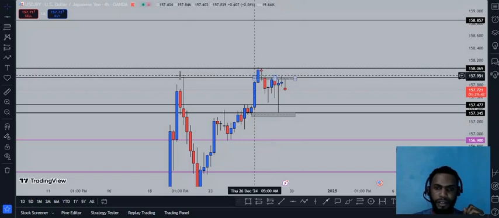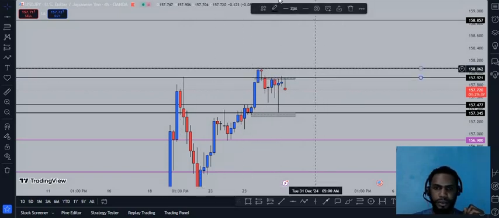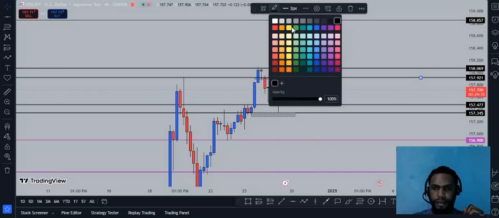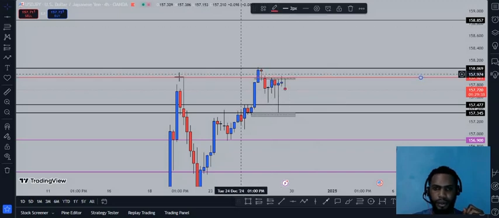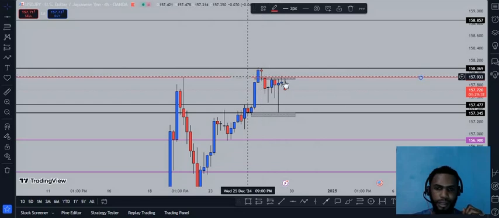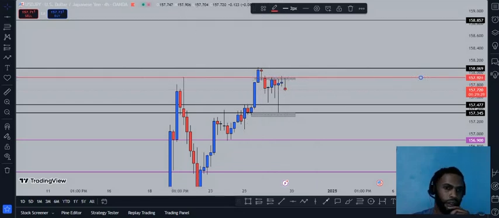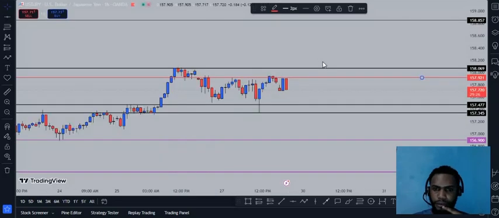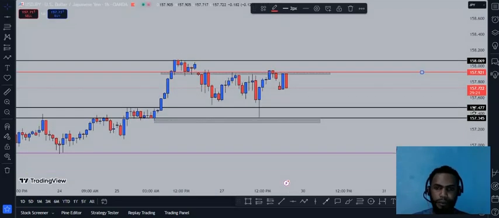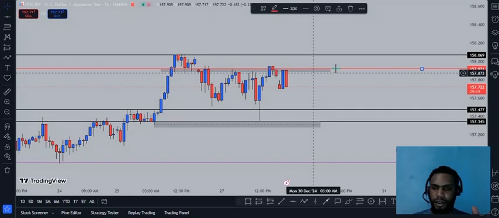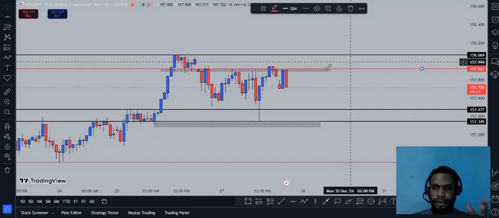So right here, we have a strong resistance level right here. Let me just put a red line here. Yeah, so we have a strong resistance level that the market didn't break through. So let me just go down to my 1 hour time frame to see the market much better, right? As I stated, this has been a strong resistance level. The market hasn't broken through it as yet.